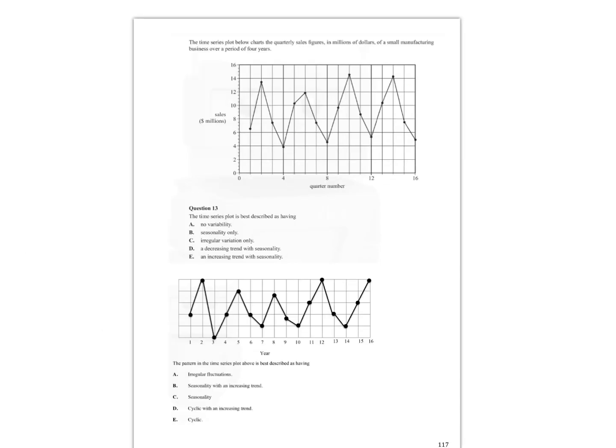All right, the time series plot charts quarterly sales figures in the millions of dollars of small manufacturing businesses for 4 years. So let's have a look. Is it peaking? Is it doing the same thing every quarter? Yeah, so we're going to say it's seasonality. But do my dots look like they're increasing or decreasing? Not really. So what do we think this one would be? B. Yeah, seasonality only. There's no increasing trend there.